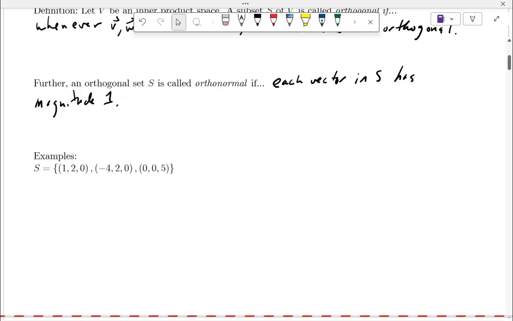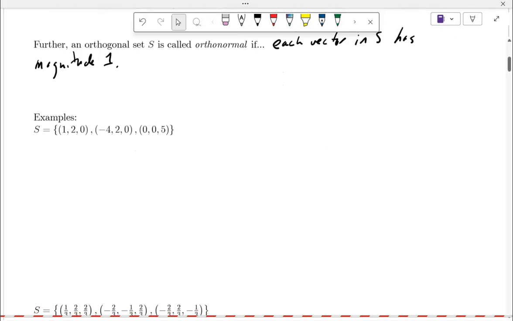First, can this one be orthonormal? No. In particular, which vector easily has a length other than 1 without having to do any work? (0, 0, 5), right? That has length 5, doesn't it? So that can't be orthonormal. But let's see that it is orthogonal.